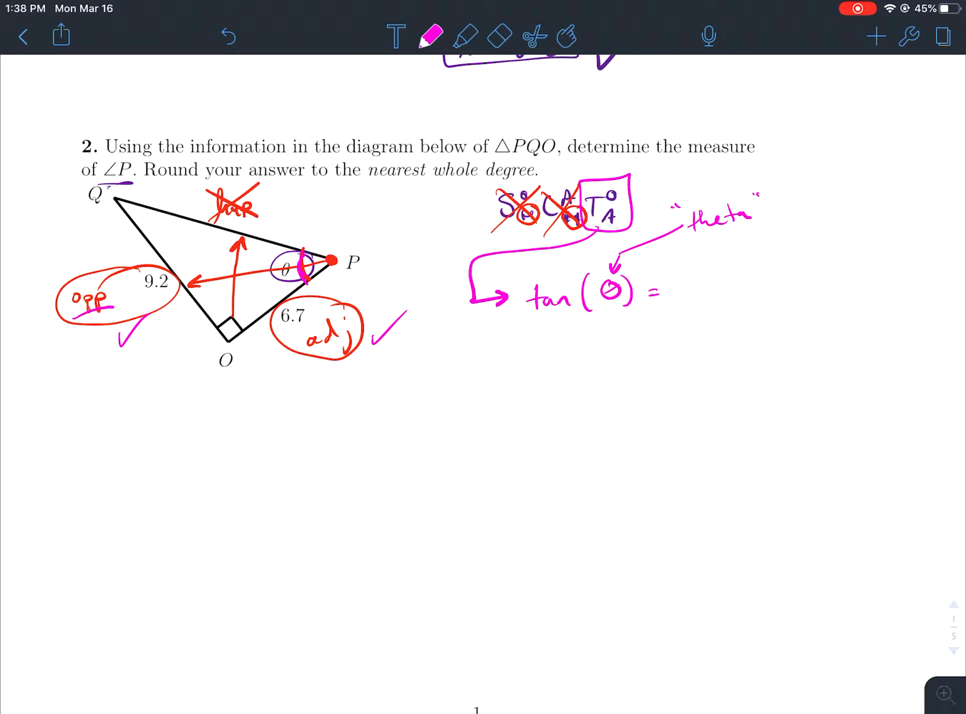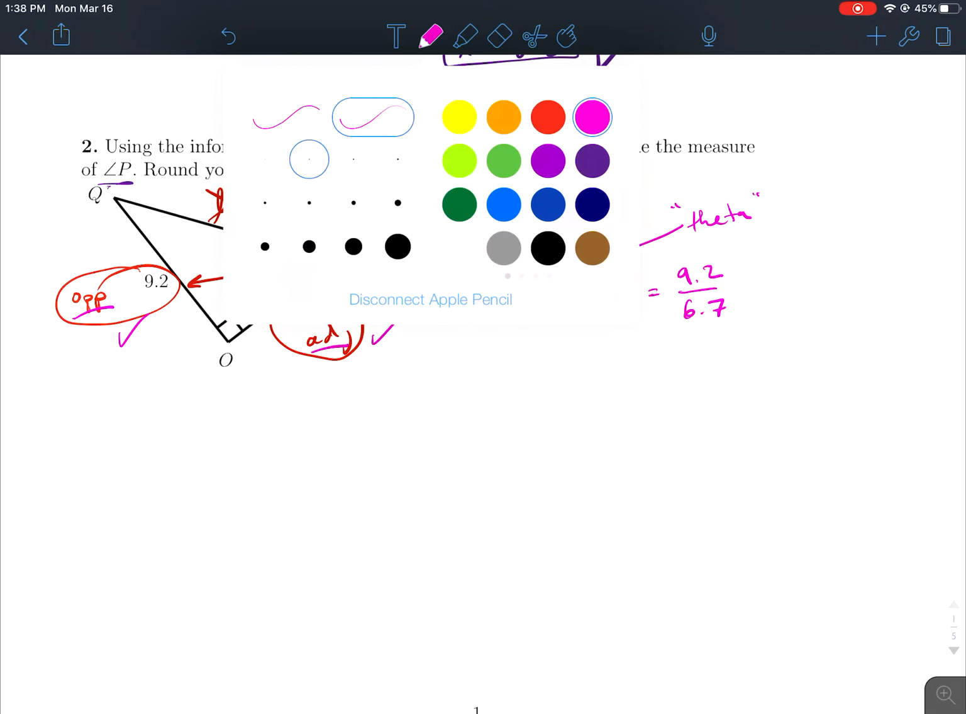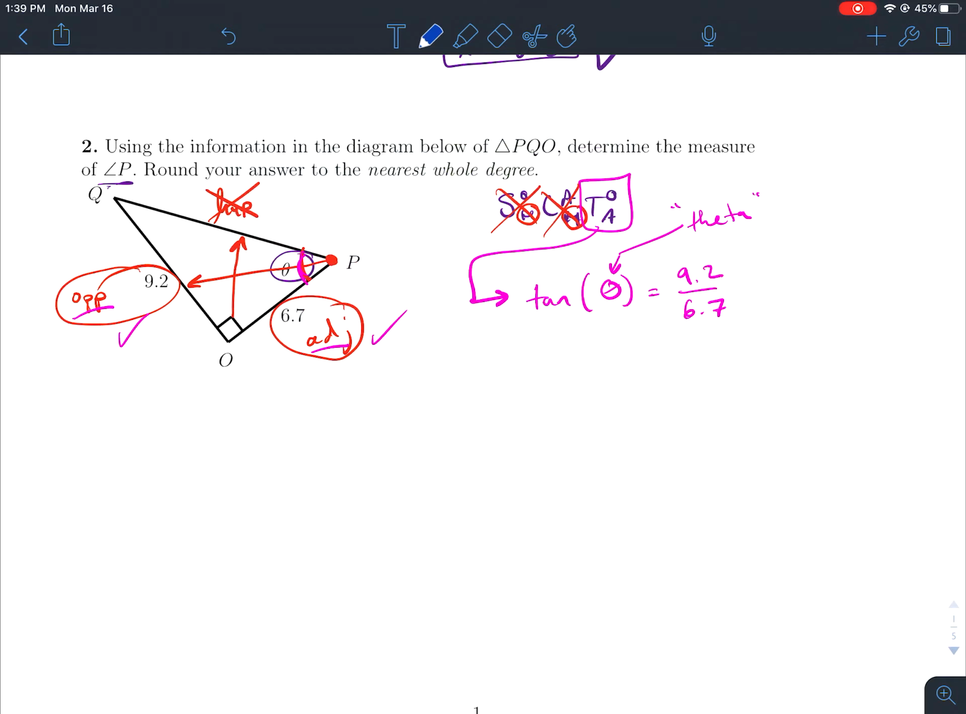Okay, so tangent of our angle is equal to opposite over adjacent, so 9.2 divided by 6.7. Now we're one step away from solving for theta. The thing that we need to invert here, that we need to get rid of, is the tangent. So to get rid of tangent, the opposite operation, the inverse operation, is called tangent inverse. And that's a -1 up there. And so we do tangent inverse to both sides. Tangent inverse and tangent cancel out, giving us theta equals tangent inverse of 9.2 divided by 6.7.